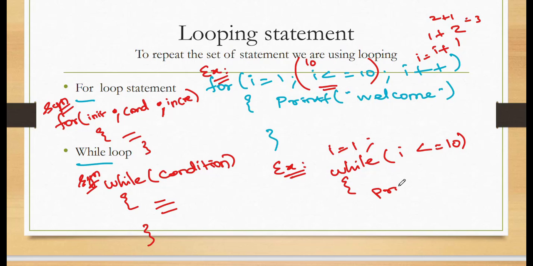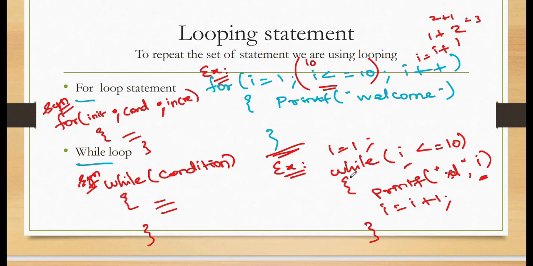printf I. I will explain later what this format string is. So this I value will be printed here. Then I equal to I plus 1, or you can give it as I plus plus. So this is another format. You can write the looping statement in this way, or you can also write it in this way.